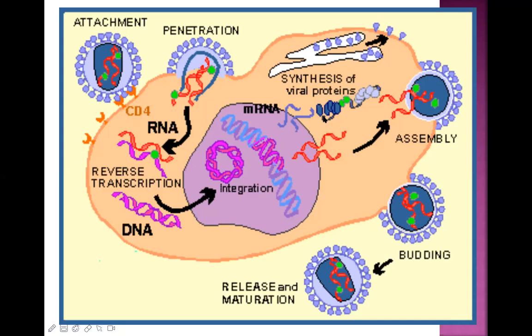So can you name those proteins once again? These are called matrix protein, P17, isn't it? P24 and some others like P7 and P9, or even the glycoproteins, GP160 in the beginning, which is proteolyzed into GP120 and GP41. Now after that, this RNA along with these proteins will be assembled and form new virus particles. And these virus particles will bud out from the surface, and they will be ready to infect some other cell. So this is how the life cycle of HIV would be completed.